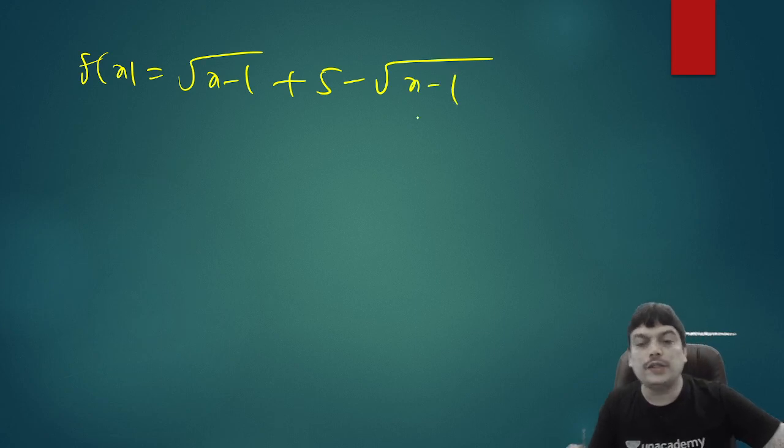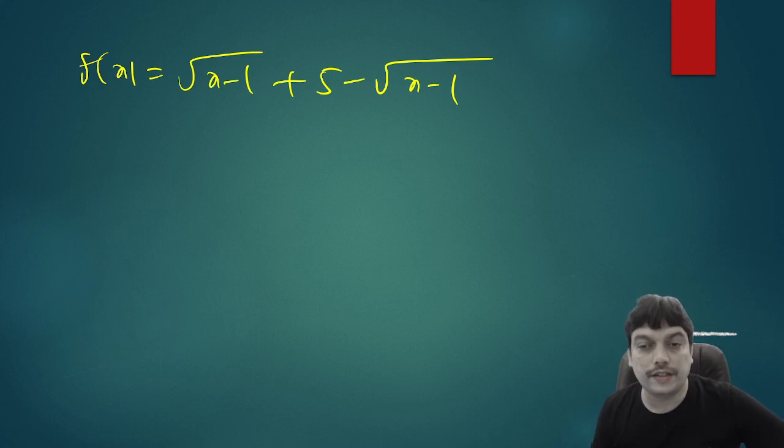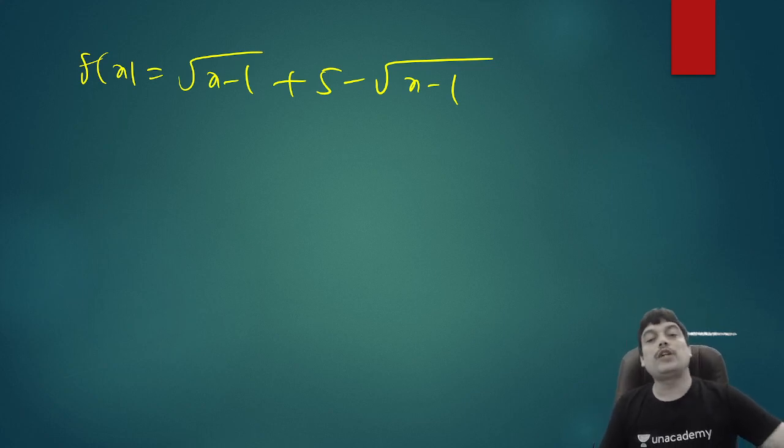So instead of 5 minus root x minus 1, if you are writing root x minus 1 minus 5, obviously you will get a wrong answer. And that will also be there in the options. So you should be careful in evaluating this.